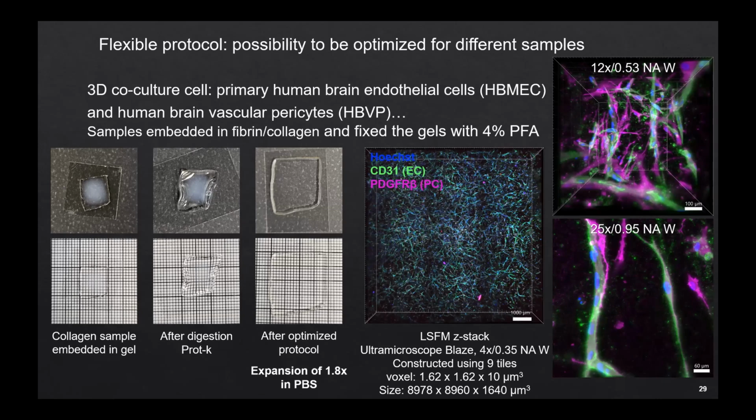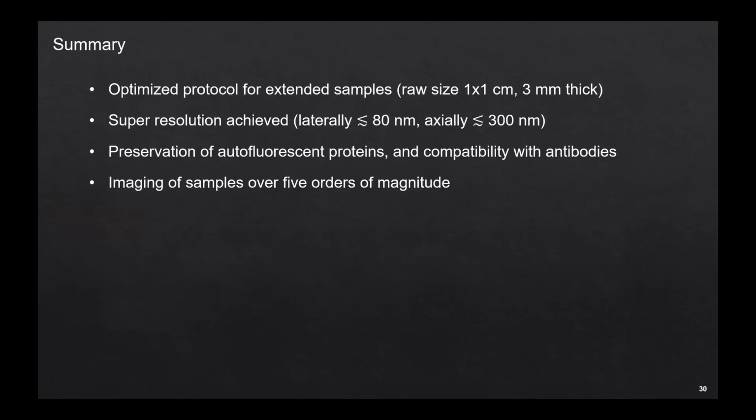I think that I'm on time. So to finalize, what I showed you is an optimized protocol for samples that are 1 square centimeter, more than 3 millimeters in thickness, where you are able to achieve super resolution, like 80 nanometers laterally and 300 in the axial direction. We can preserve fluorescent proteins, and it works with normal antibodies.